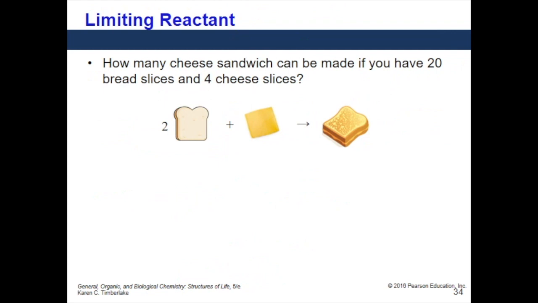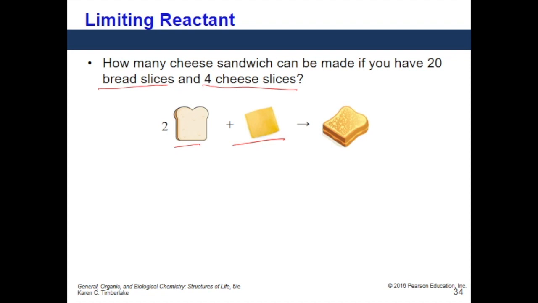Okay. Now let's go back to our previous question of making a grilled cheese sandwich. So we know that for making one sandwich, we need 2 slices of bread and 1 slice of cheese. Now let me ask you a different question. How many cheese sandwiches can be made if we have 20 slices of bread and 4 slices of cheese? So what would be your answer? If you have 20 slices of bread and 4 slices of cheese, how many cheese sandwiches can we actually make?